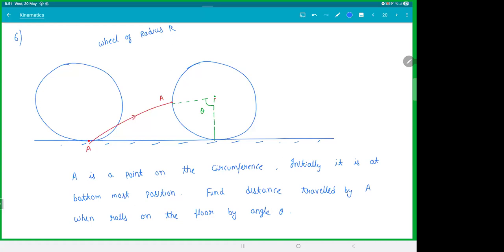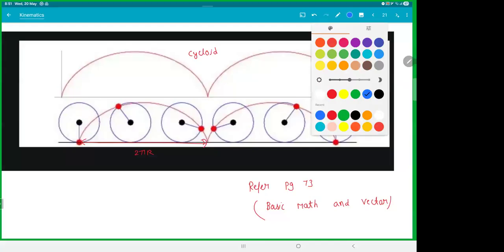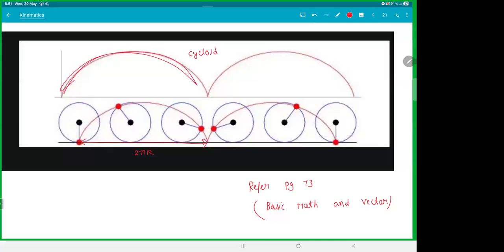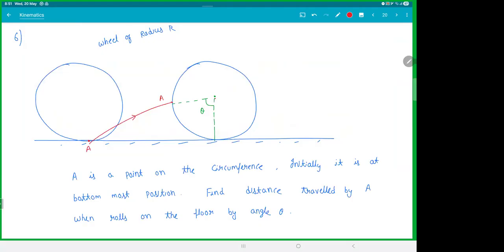Let's see how you will do this. This would be a good question. And then they can ask you, find the distance traveled in one revolution. So be careful. Displacement and distance are two different things. What is the distance here? Distance would be the length of this red line. What is the displacement here? This horizontal one, which is 2 pi r.